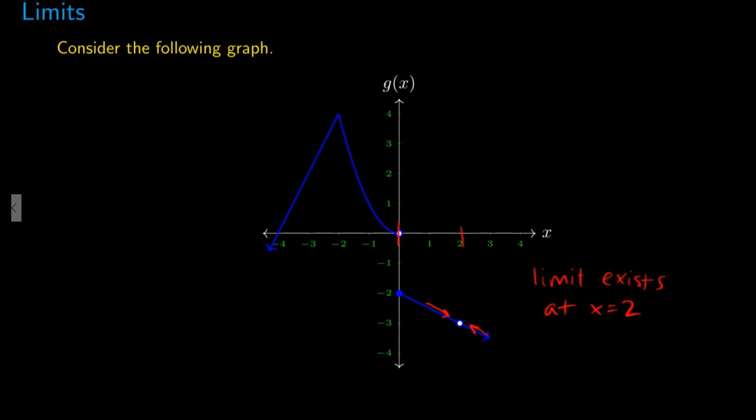Then, if we look at x equals 0, something a little bit different is happening here. The function values, as x approaches 0 from the left, are heading to this point of 0, a function value of 0. But if we look from the right, the function value approaching 0 leads to the point -2, and these don't match up here. So we say that the limit does not exist at x equals 0.